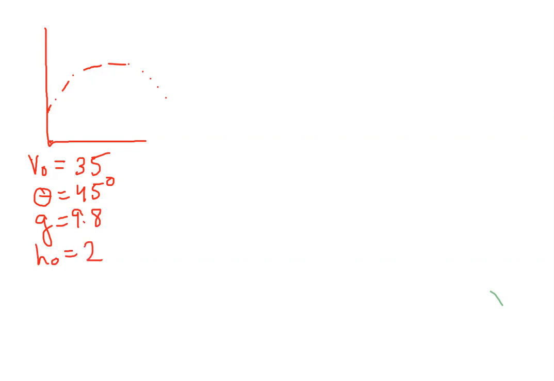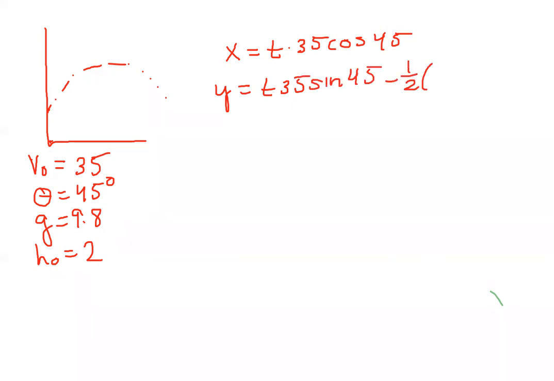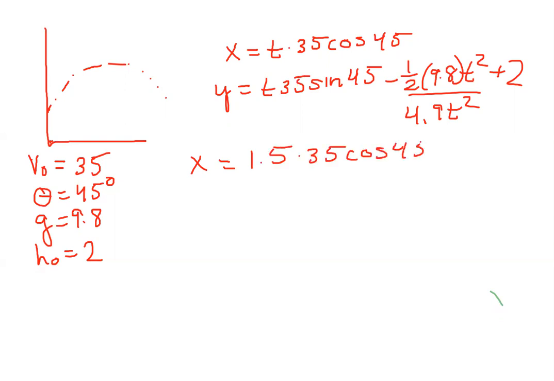It's not 0 anymore. So if we want to make our two equations, we're going to say x equals t times 35 cosine 45, and y equals t times 35 sine 45 minus 1/2 times 9.8 t squared plus 2, and we could simplify this part right here as 4.9 t squared. So if you wanted to find the horizontal distance after 1.5 seconds, we're just going to substitute that in. And we get a horizontal distance of 37.12 meters.